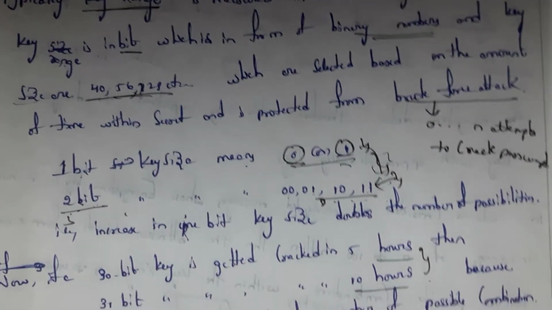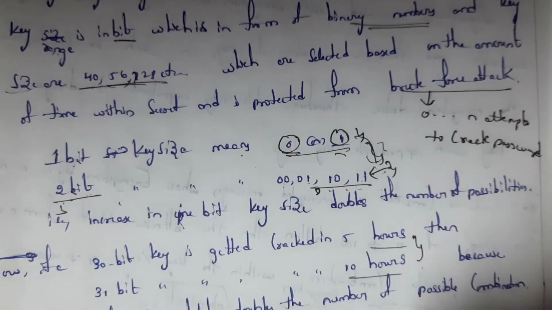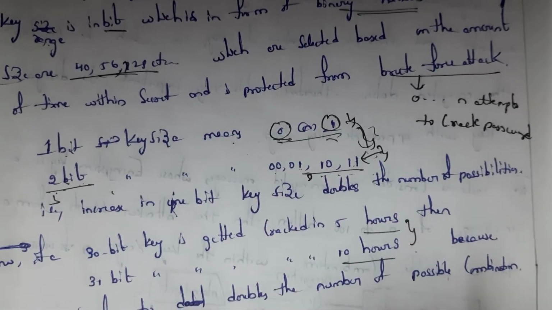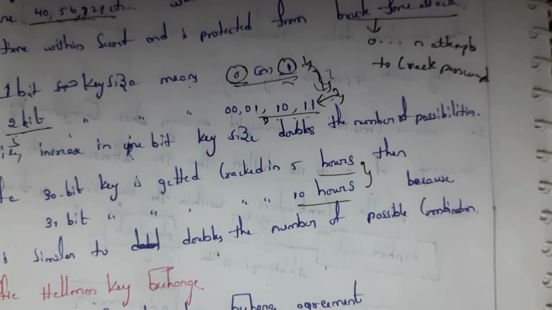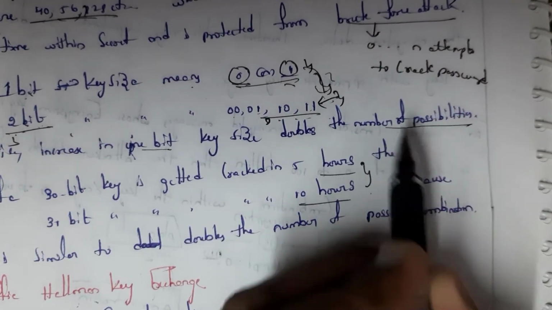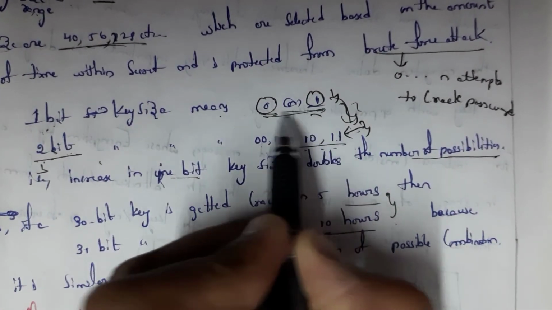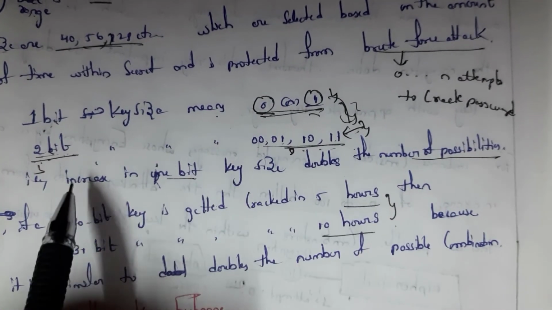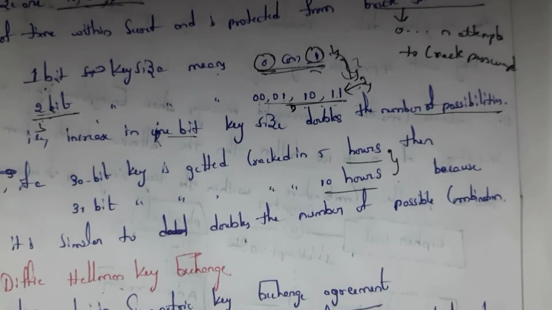See, for example, a 1 bit key size means 0 or 1, whereas a 2 bit key size means 00, 01, 10 and 11. Similarly, increasing the key size by 1 bit doubles the number of possibilities. As I said, for one bit the possibilities are 2. Similarly, for 2 bits the possibilities are 4. Like that, if we increase 1 bit, the possibilities are getting doubled.